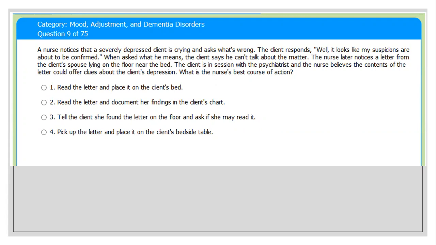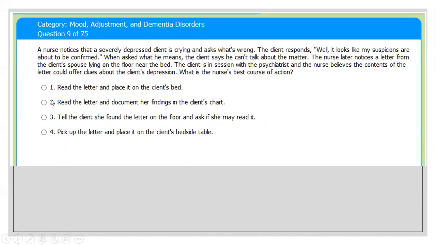The client is in session with the psychiatrist, and the nurse believes the content of the letter could offer a clue about the client's depression. What is the nurse's best course of action? Number one, read the letter and place it in the client's bag. Number two, read the letter and document her findings in the client chart. Number three, tell the client she found a letter on the floor and ask if she may read it.